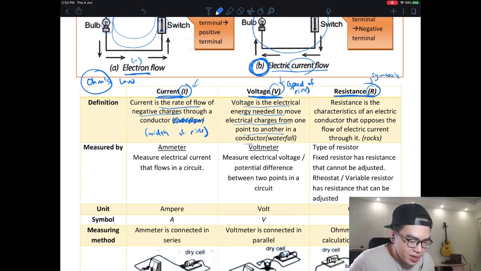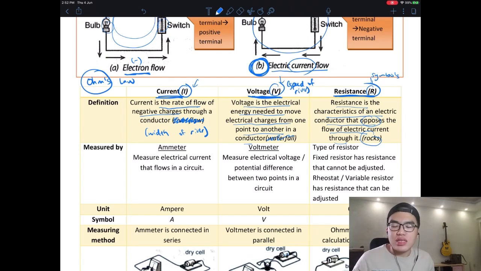Same case here. Resistance is the characteristic of an electric conductor that opposes. Can you see? Oppose. I'm fighting it. Oppose the flow of electric current. Like I said, the river just now. This is the rod. The rod is slowing the water down. That's why the rod is the resistance.